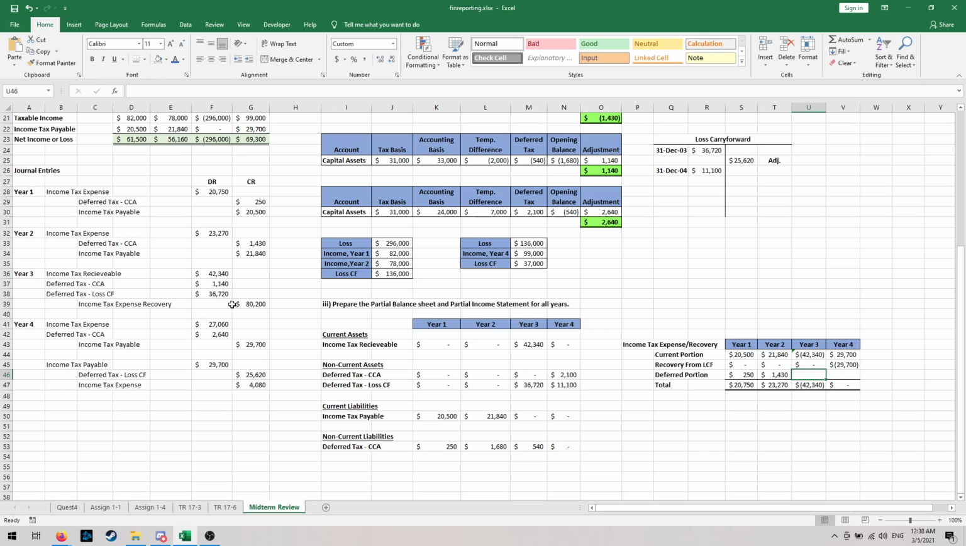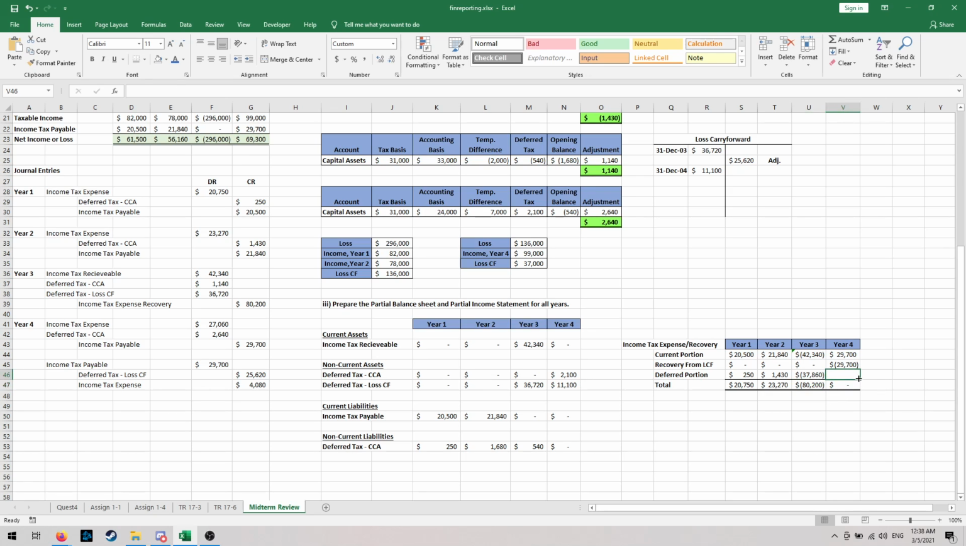In year 3, another thing to think of is this is positive when it's a credit and it's negative when it's a debit. So in year 3, this is equal to the negative because these are debits. It's equal to the negative sum of both of our deferred tax accounts. So 1,140 plus 36,720. And this gives us our total here.